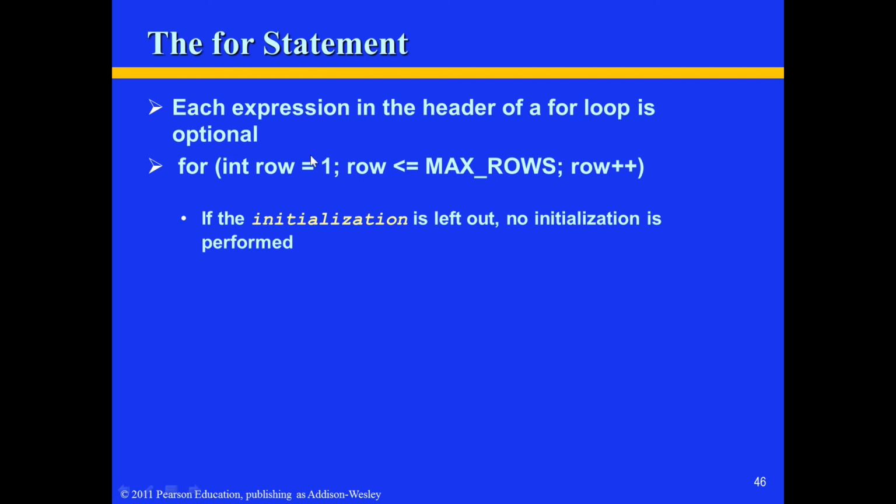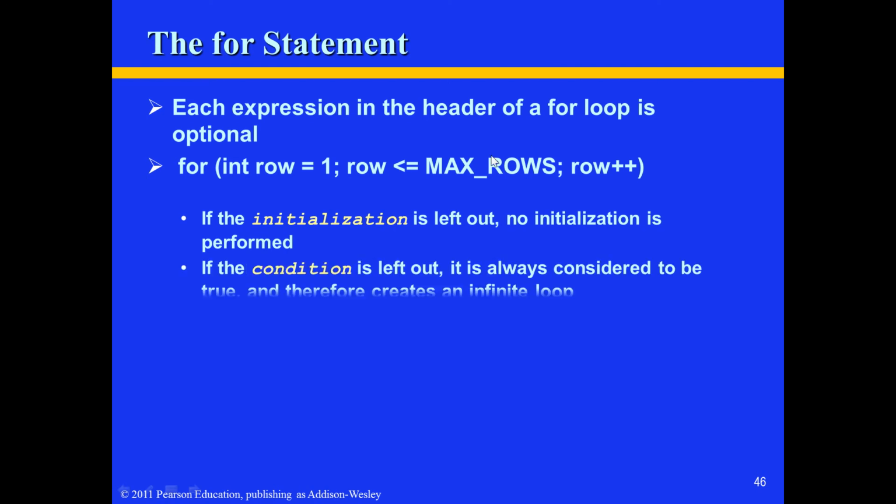If the initialization is left out, like int row equals 1, then no initialization is performed. But to be honest, you ought to try this. First of all, if you leave this part out, then the compiler will stop you here and say, I don't know what row is. If you put this in, it'll yell at you that you did not initialize it. So this is a mistake, and the compiler will yell at you. This is a hard one to make. Let's talk about the second one.